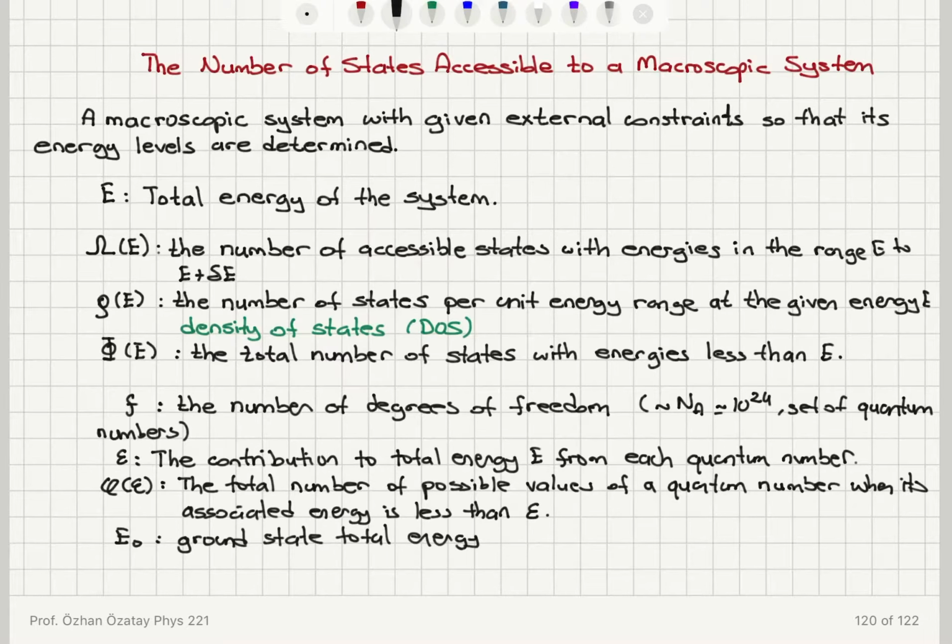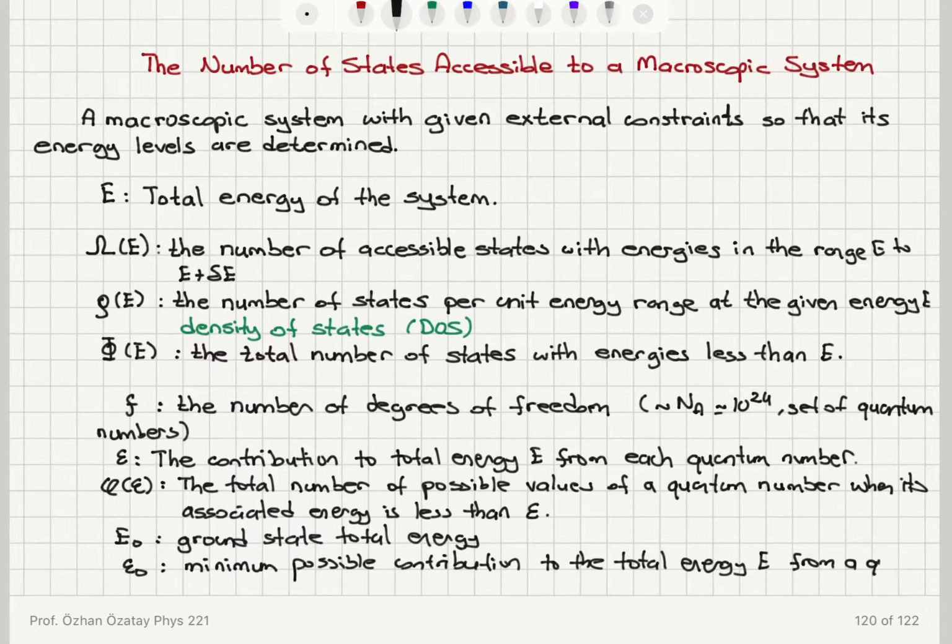We call epsilon 0 the minimum possible contribution to the total energy E from a quantum number. Okay, so these definitions are very important.